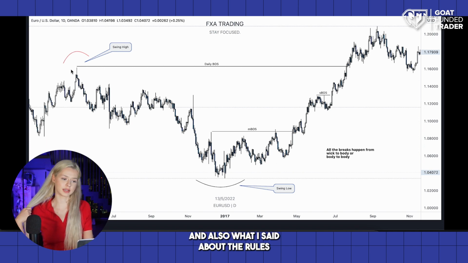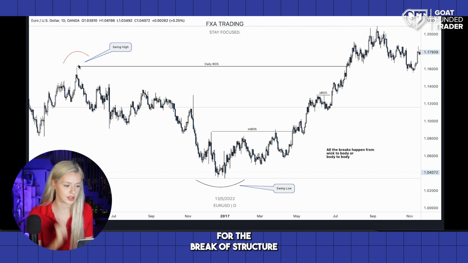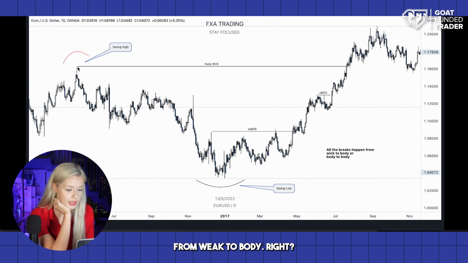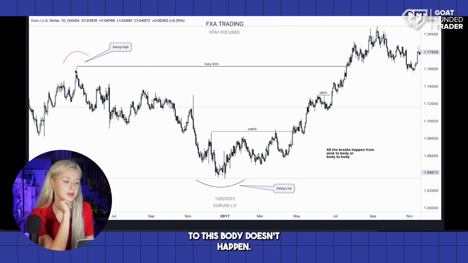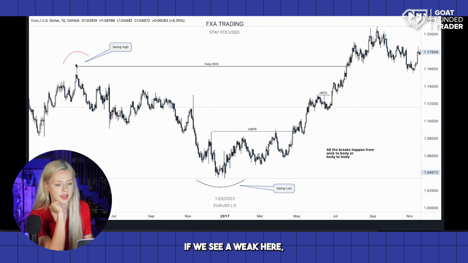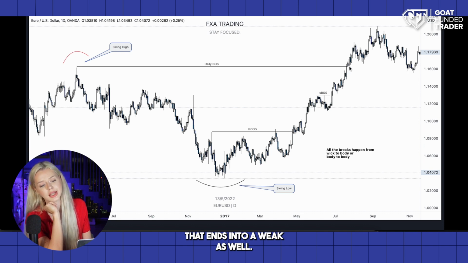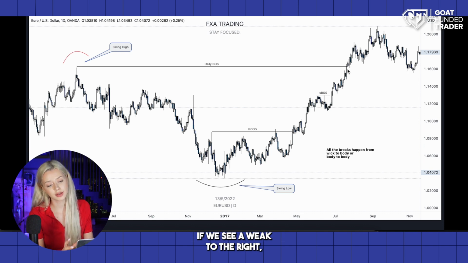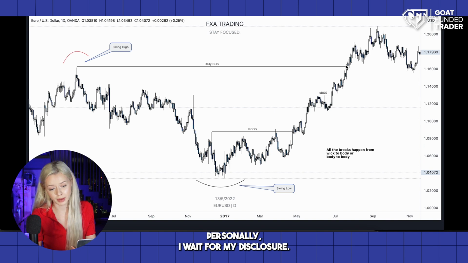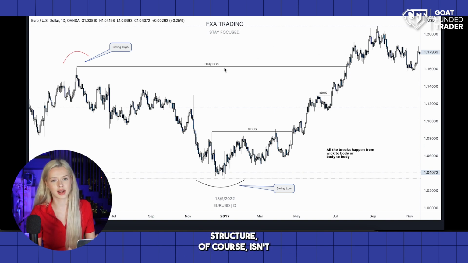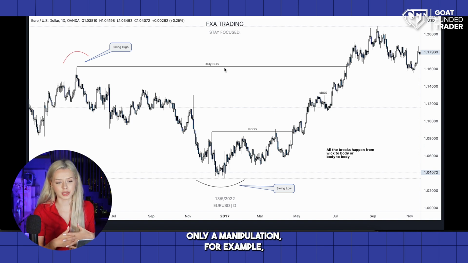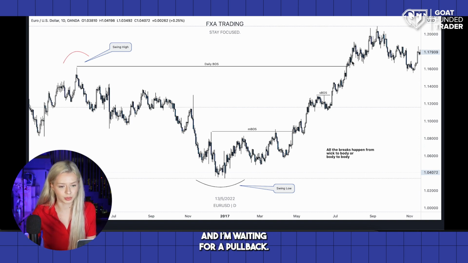And also what I said about the rules for the break of structure from wick to body, right? So this daily break of structure happened from this wick to this body. It doesn't happen, for example, if we see a wick here that ends into a wick as well. If we see a wick to the right, personally, I wait for a body closure. If I don't see the body closure, I don't consider this a daily break of structure. I consider only a manipulation, for example, and I'm waiting for a pullback.